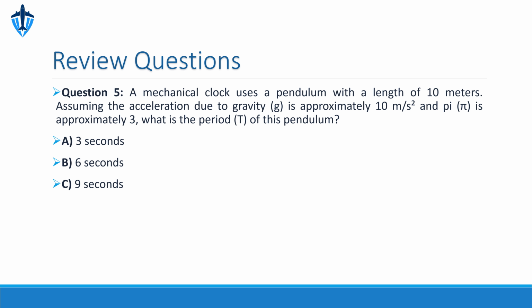Question 5. A mechanical clock uses a pendulum with a length of 10 meters. Assuming the acceleration due to gravity, g, is approximately 10 meters per second squared, and pi is approximately 3, what is the period, T, of this pendulum? A, 3 seconds, B, 6 seconds, C, 9 seconds. The question asks us to calculate the period of a pendulum given its length and using approximate values for g and pi. 1. Recall the formula.